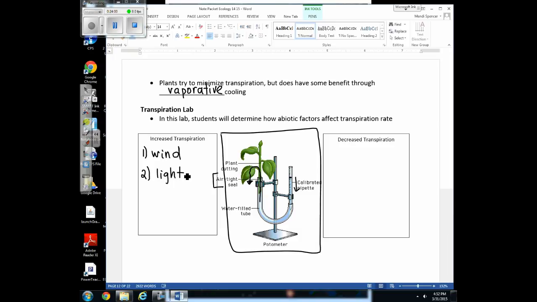One group is going to be given a bag, and they're going to place it over their plants, and we're going to spray water into that bag so that we can create an environment that has high humidity. And so if the environment is really humid, then the plant is going to lose less water. So we're going to see decreased transpiration rates in high humidity.